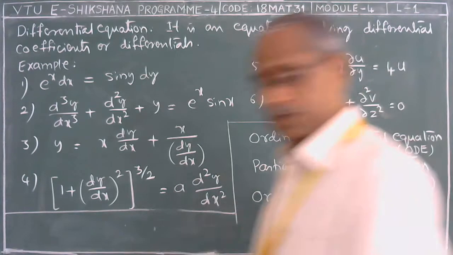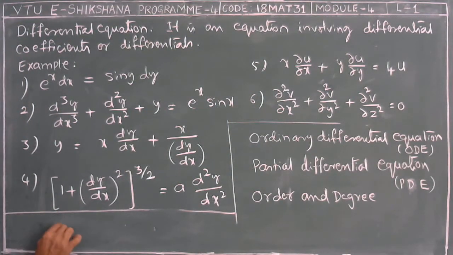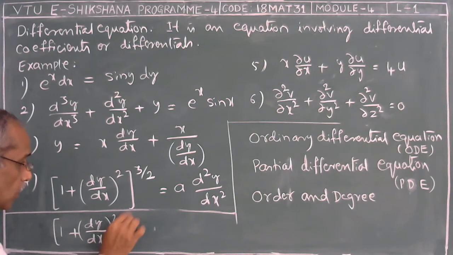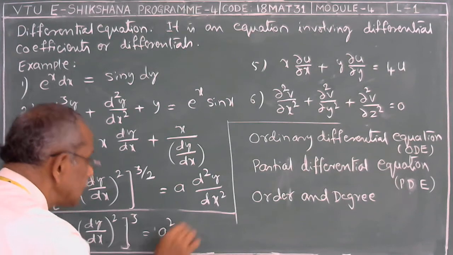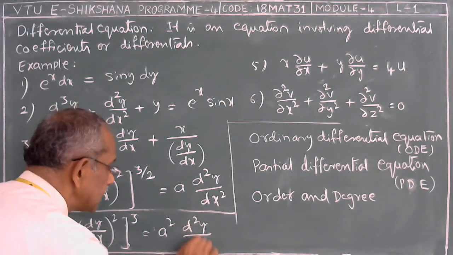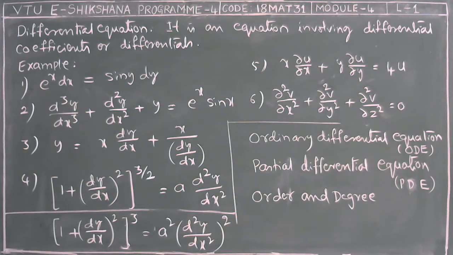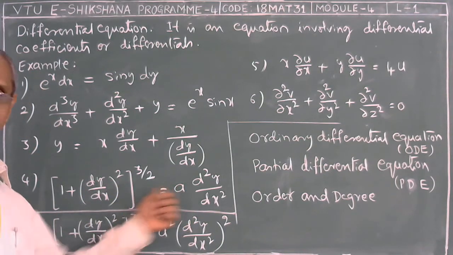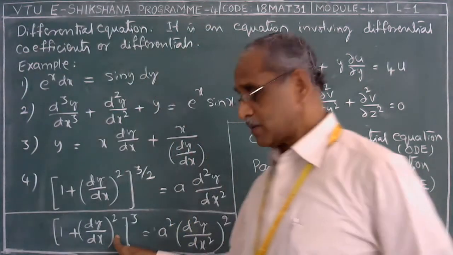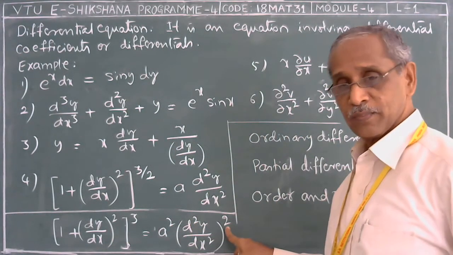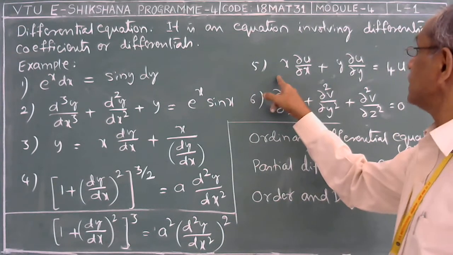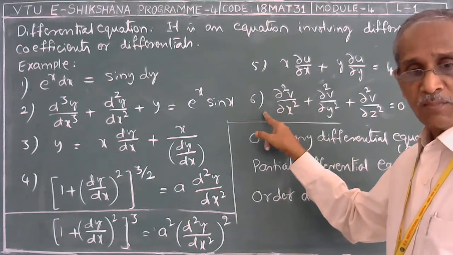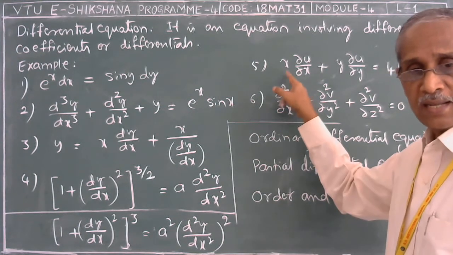So squaring both sides, 4 can be written as 1 plus dy by dx whole square raised to the power 3 whole cube is equal to a square d square y by dx square whole square. So squaring both sides, this is an ordinary differential equation of order 2 and degree 2. Example 5 is a partial differential equation of order 1 and degree 1. Example 6, partial differential equation of order 2 and degree 1.